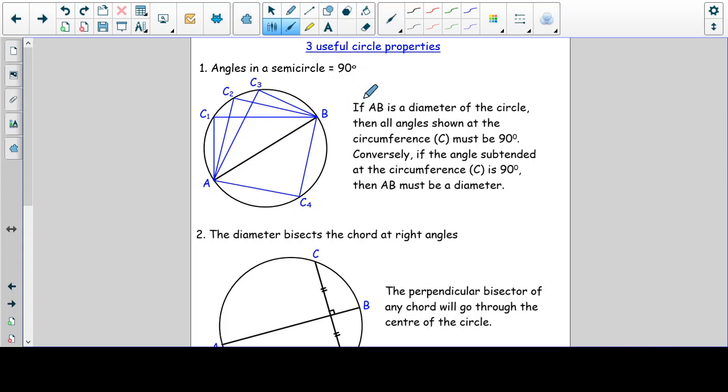First one, the angle in a semicircle is 90 degrees. So if you've got a line that's the diameter of the circle and you form an angle coming off that diameter, no matter where that angle goes, we'll always get 90 degrees. These will always be right angles.